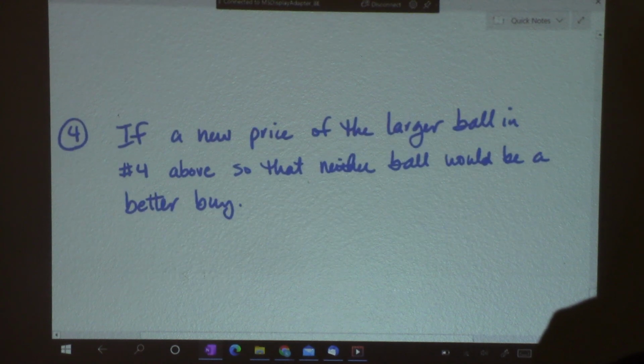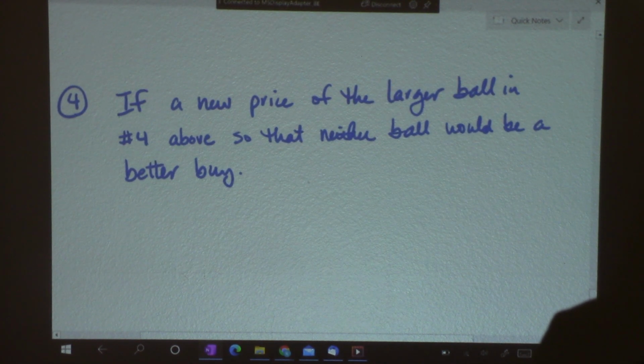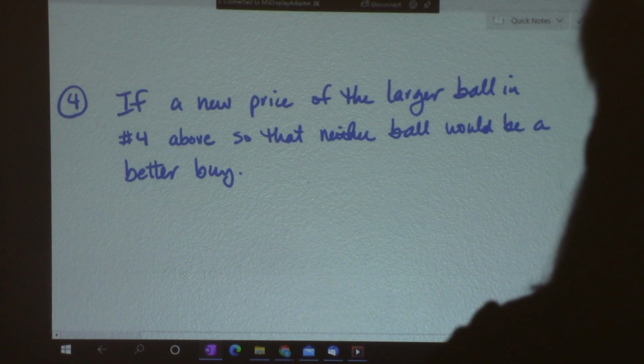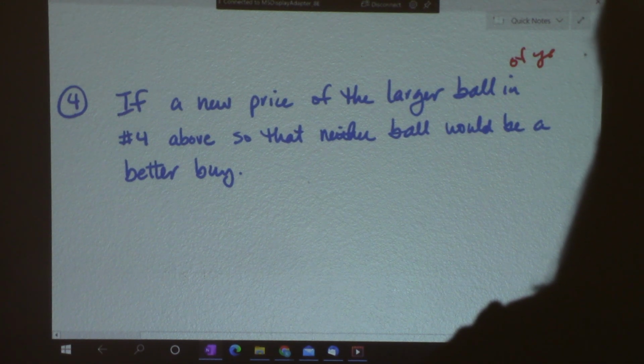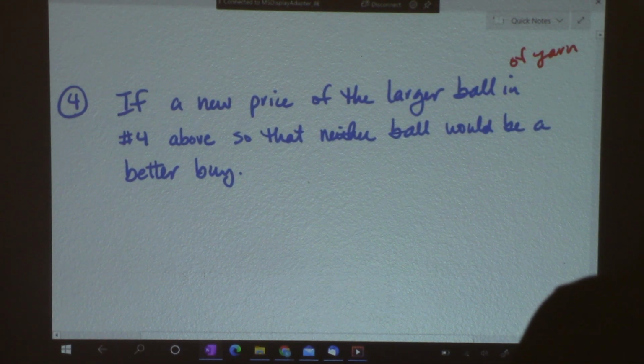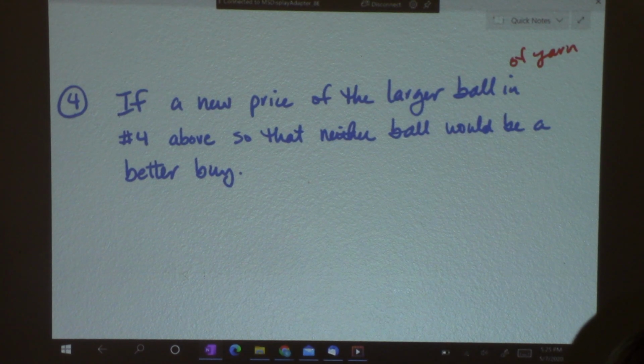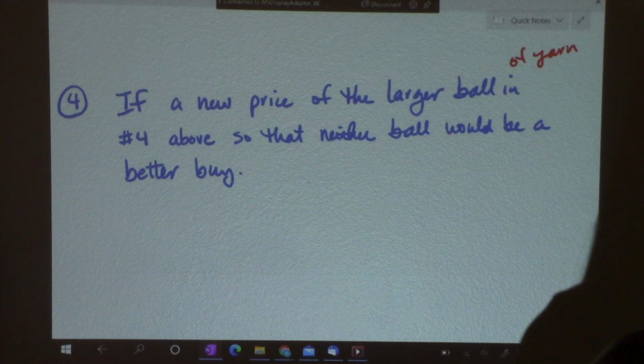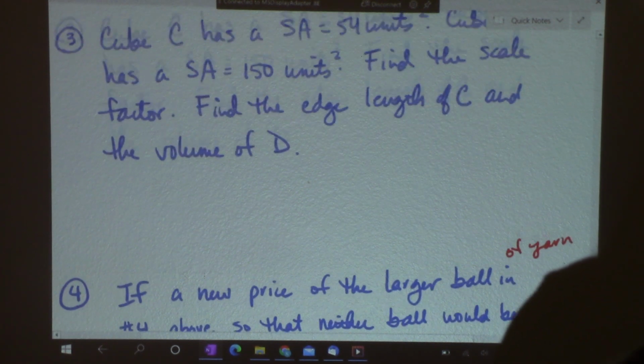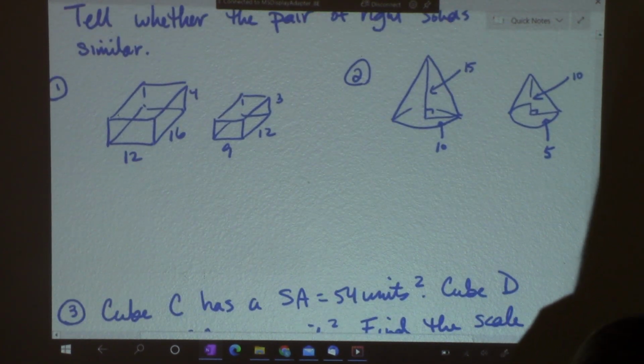And then here's the last one. If a new price of the larger ball in number 4, so that's a ball of yarn, find the new price of the ball so that neither ball would be a better buy. So that's when the ratios were the same. That's your hint. Okay? All right. So go ahead and do those, and we'll come back in just a moment.